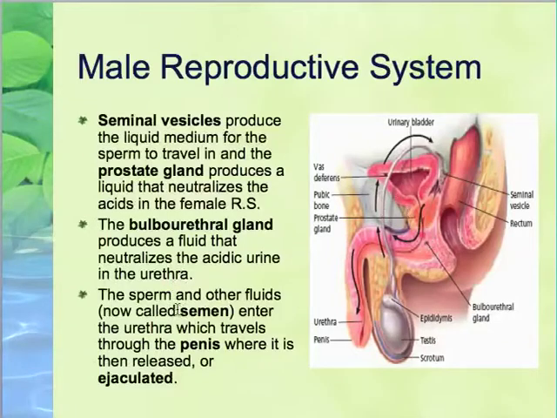So bulbourethral fluid is considered viable fluid in terms of transmitting for reproduction in some cases, but also transmitting disease. So bulbourethral fluid or pre-seminal fluid or pre-ejaculatory fluid is all considered a body fluid, and it does have, in some cases, the ability to do all the things that semen can, because there's usually some semen inside that fluid. All right. Now, the sperm and other fluids, now called semen, will enter the urethra. They'll travel through the penis, where when released, they will be ejaculated out the tip of the penis. And that is the male reproductive system.